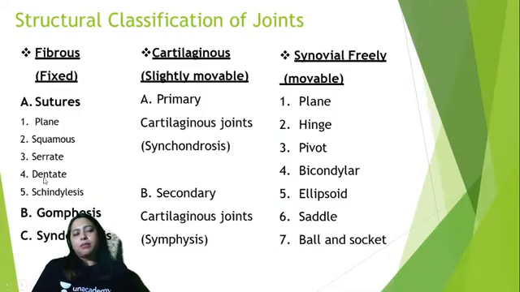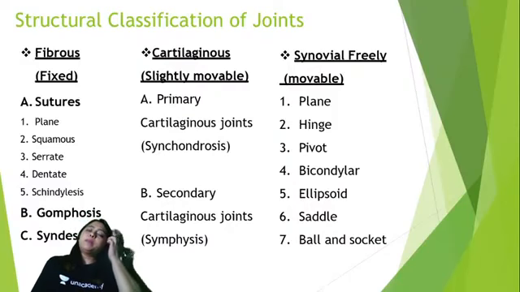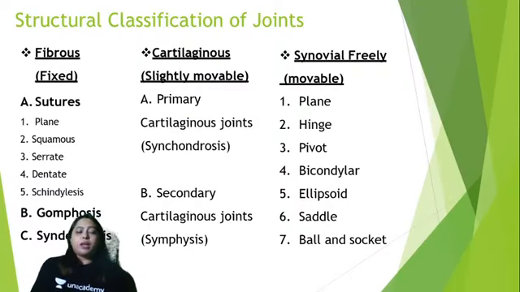Dentate, the name itself tells you, is something like a tooth, a tooth type of edged surface. Another one is schindylesis. This is between the vomer and the small portion of the ethmoid bone. So between the vomer and the ethmoid bone, you can see this schindylesis type of joint. These are the various types of sutures that you can see in the fibrous or fixed type of joint.